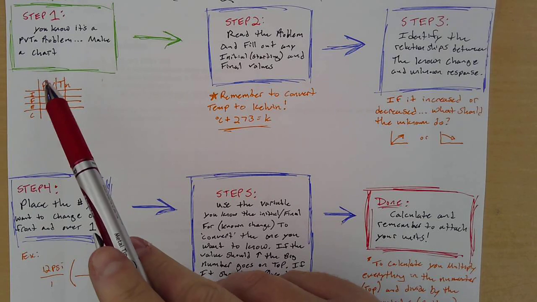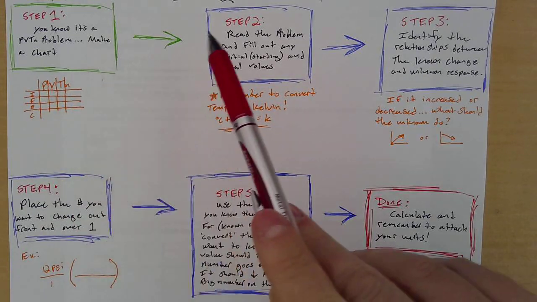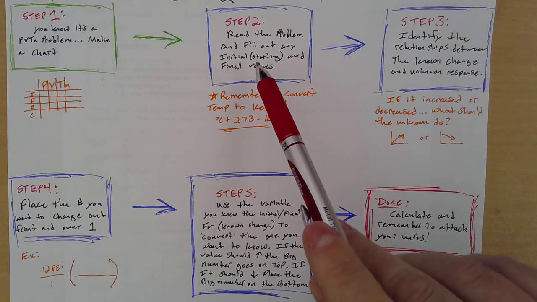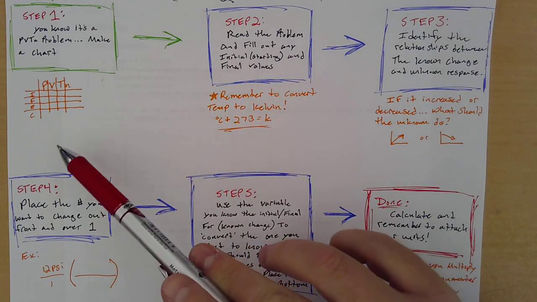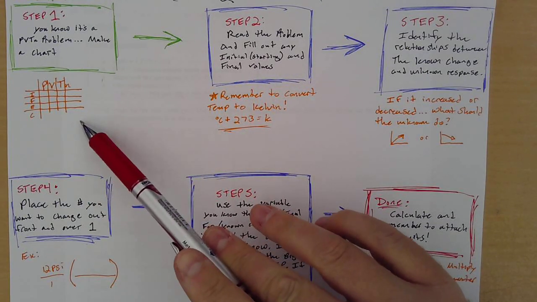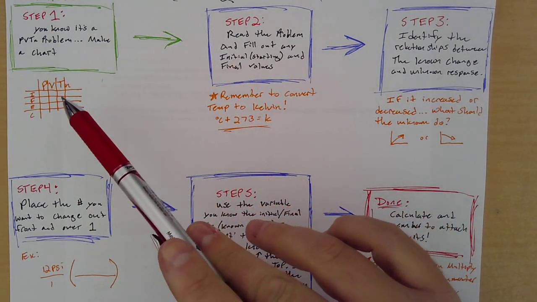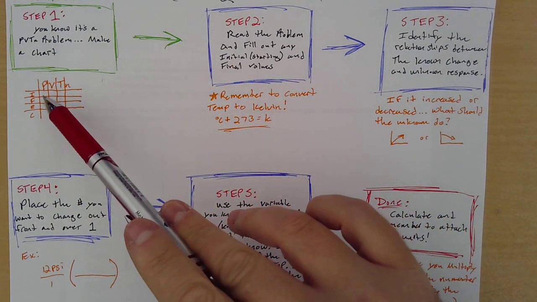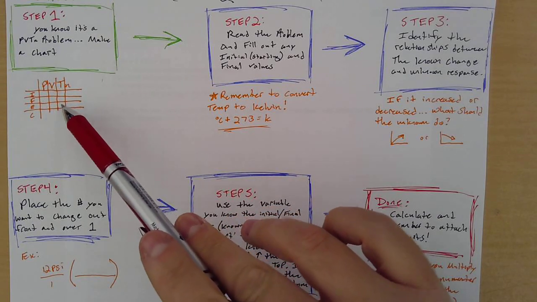Once I've identified that it is a PVTn problem, I'm going to read the problem fully and start to put it down on my PVTn chart. So I'm going to start to make this chart right here. I'm going to pull the information down. If it's something that I start with, it goes in the initial category. If it's something I end with, it goes in the final.